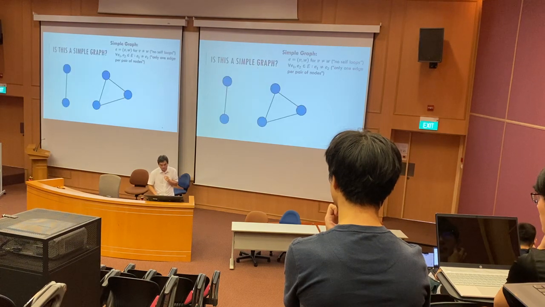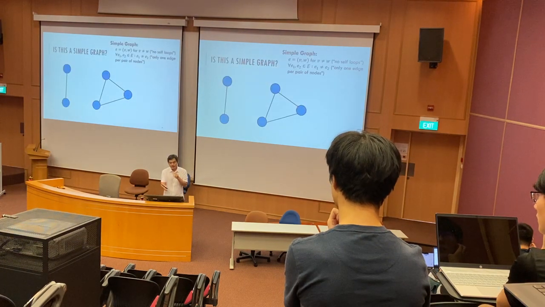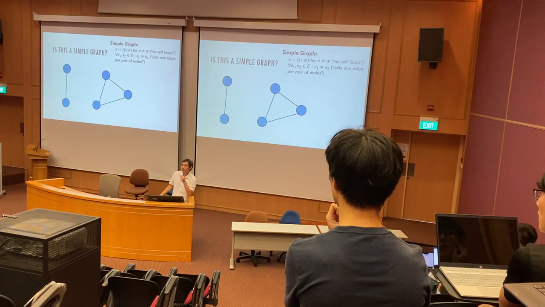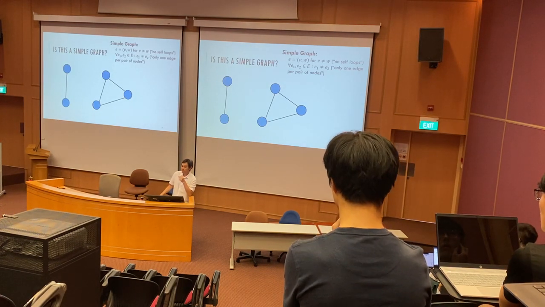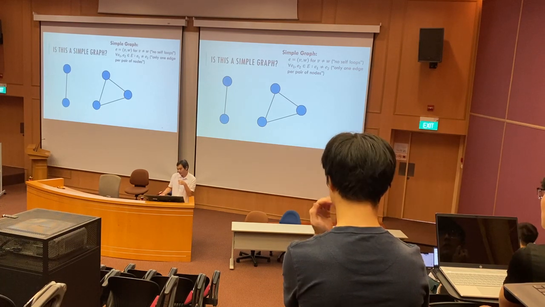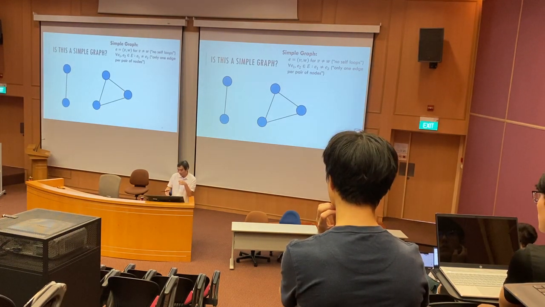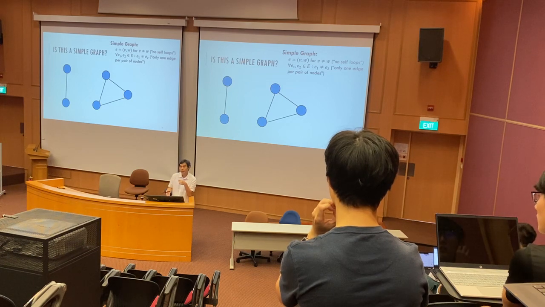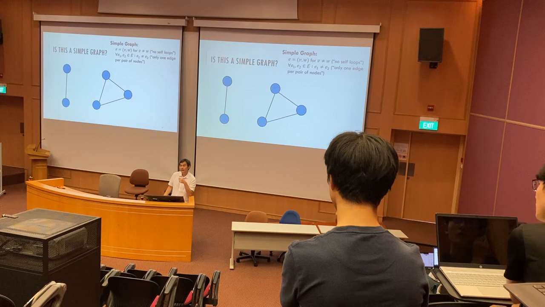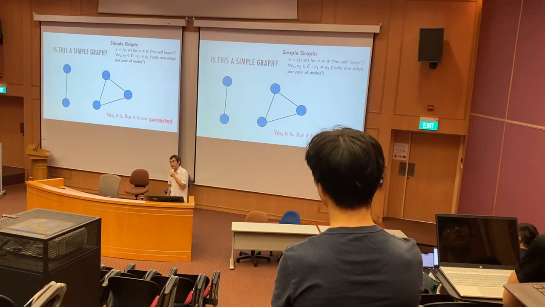All right, so is this a simple graph? What do you think, yes or no? Yes. Why? Let's look. Are there any self loops? There are no self loops. Are there more than one edge per pair of nodes? No. So you'll find this is a simple graph. This is a simple graph, but it's not connected.